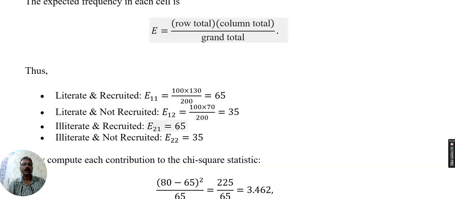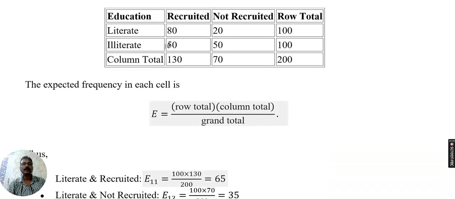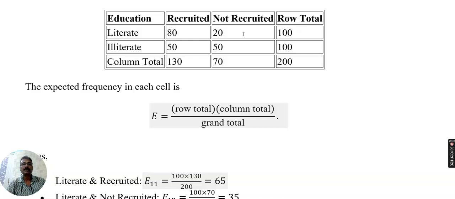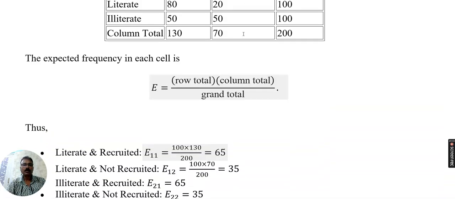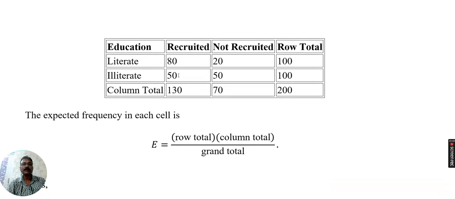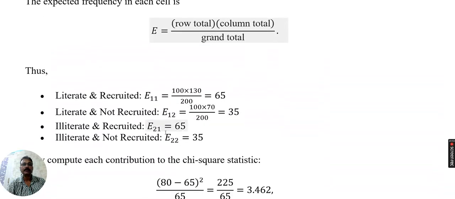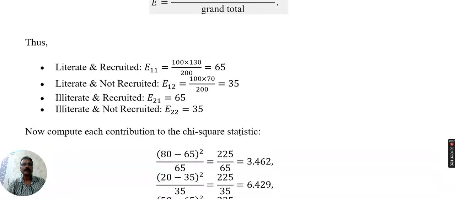For cell E11, E12: 1 1 means first row first column, 1 2 means first row, second column. So first one is row, second one is column. Similarly, E21 means expected frequency of second row first column, E22 means second row second column, in this way. So in this way you have to calculate the expected frequency for all the cells.